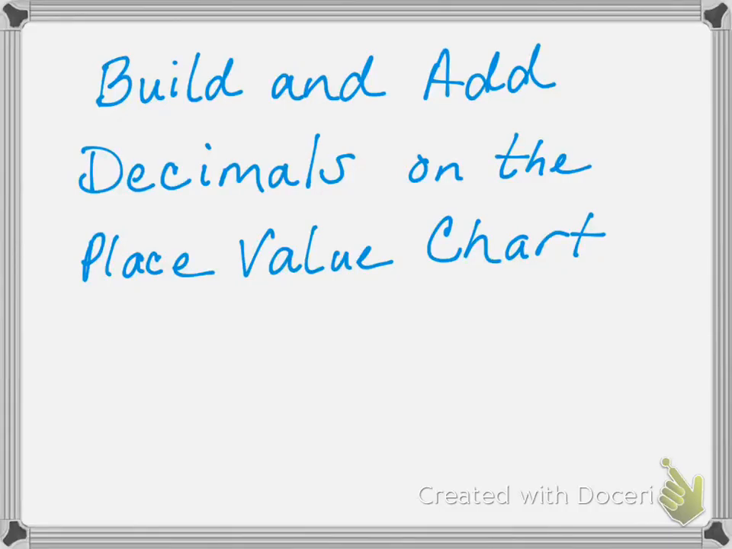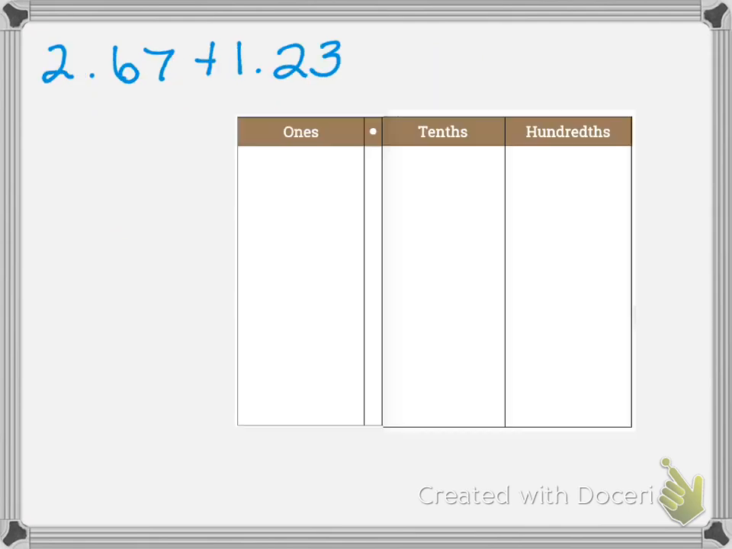This is a tutorial on how to build and add decimals on the place value chart. So let's take a look at our first one. We have 2 and 67 hundredths plus 1 and 23 hundredths. And here we have one version of our place value chart. So on this one, we would put our base 10 blocks.